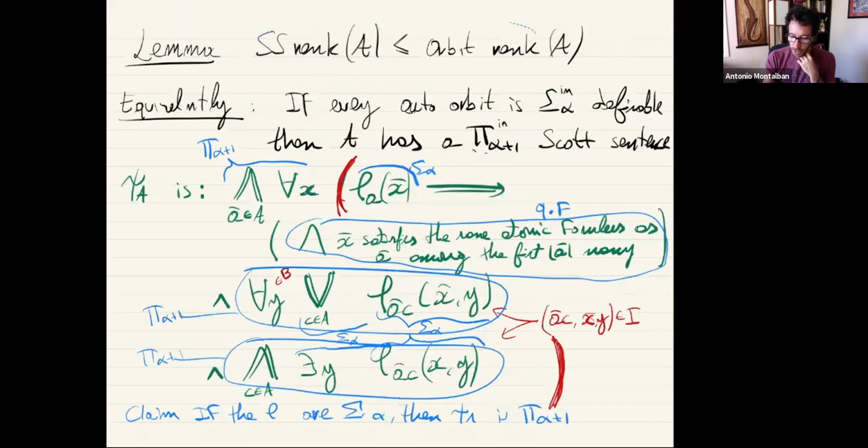The definition of orbit rank less than or equal to alpha is that every orbit is sigma alpha definable. Scott sentence rank less than or equal to alpha is the same as saying that you have a pi alpha plus 1 Scott sentence. And a Scott sentence was a sentence that is true about A and about no other countable structure. We did that by showing that given these formulas that define all the orbits, we can write down a Scott sentence for A of this complexity.